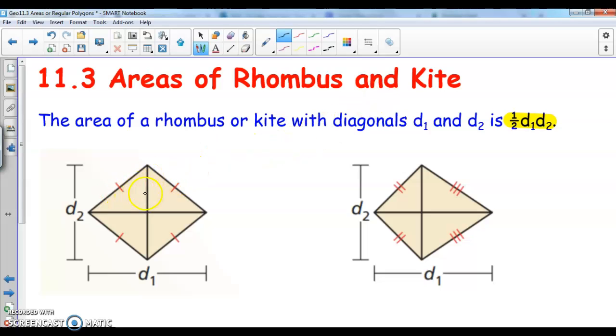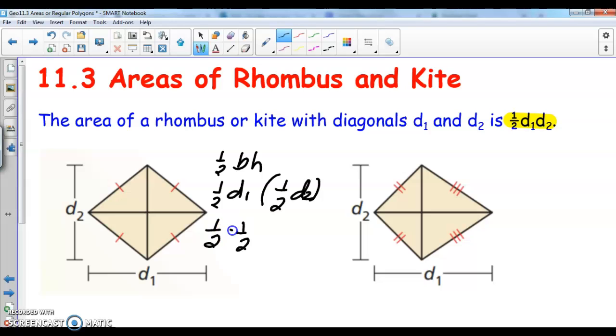if I look at the topmost triangle and use the formula 1/2 base times height, your base is actually this diagonal, which is D1, while your height is half of the other diagonal, so that's 1/2 of D2. So this will become 1/2 times 1/2 times D1 times D2, which is 1/4 D1 D2. So that's the area of the upper triangle.